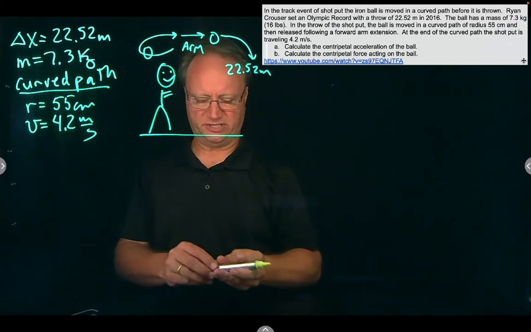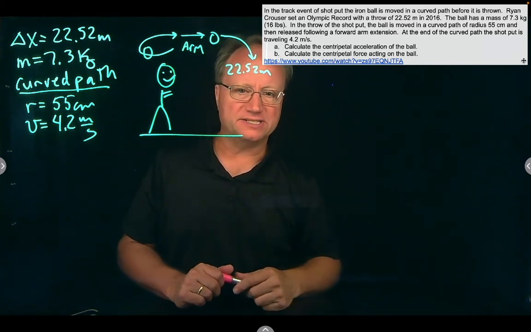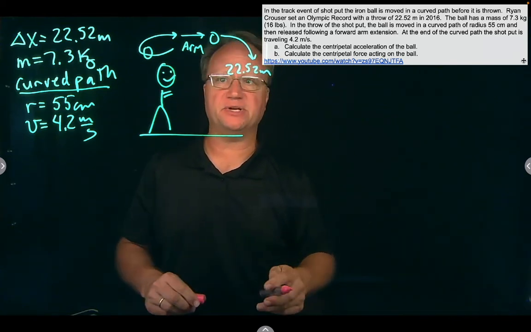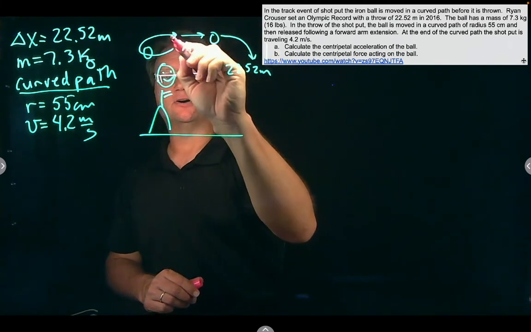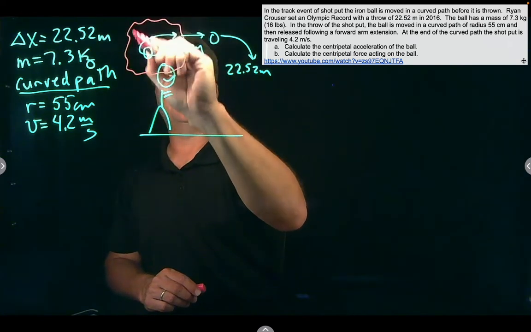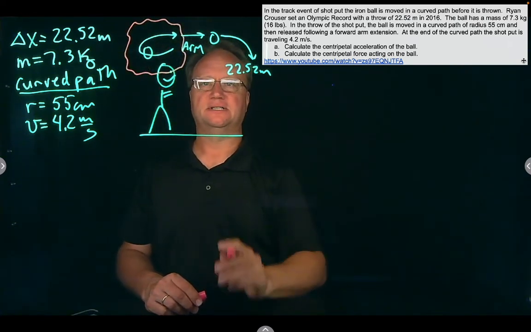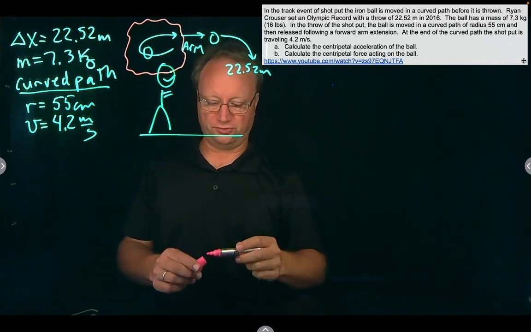22.52 meters. So in this, what we're looking for in part A is the centripetal acceleration, and then in B, the centripetal force. So in this whole motion, we are focusing around this part of the motion right there. Not the arm moving forward, not the final motion through the air.